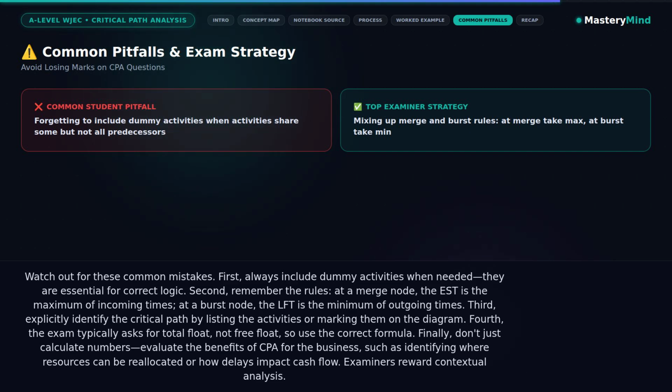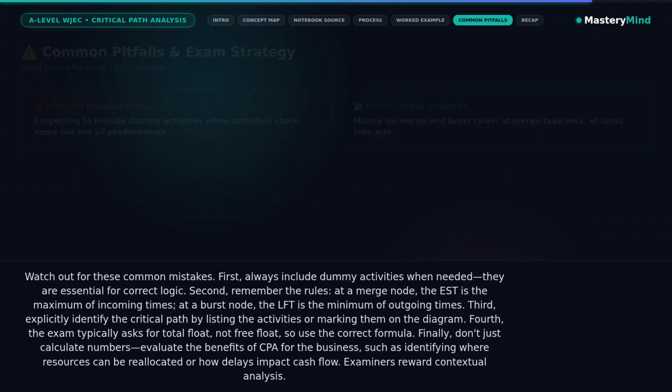Finally, don't just calculate numbers, evaluate the benefits of CPA for the business, such as identifying where resources can be reallocated or how delays impact cash flow. Examiners reward contextual analysis. To wrap up, here's your revision synthesis.